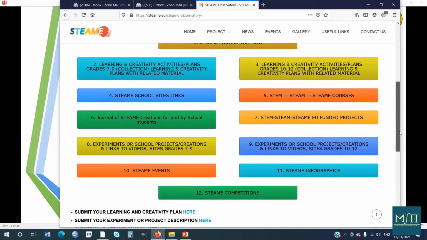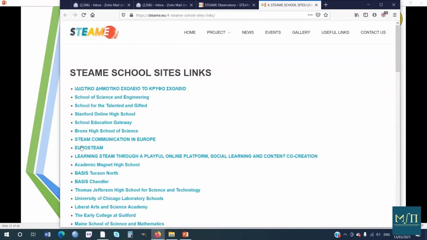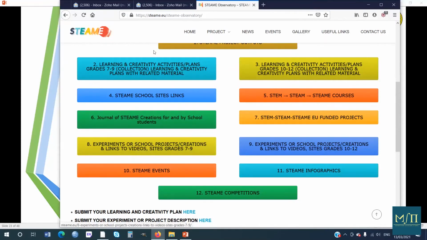In this observatory, you can find STEAME school sites and links, so you can find access to the websites of many STEAM schools in the world. Some STEAME courses that I will mention later. There's also a journal for the students. So when you work on projects and you do some development, you can write a paper and publish it in a journal. So this is a journal for and by school students. So it's a journal devoted for you. This is information on related funded projects. When you click this, you can find many links to schools. Experiments on projects, not necessarily learning plans.